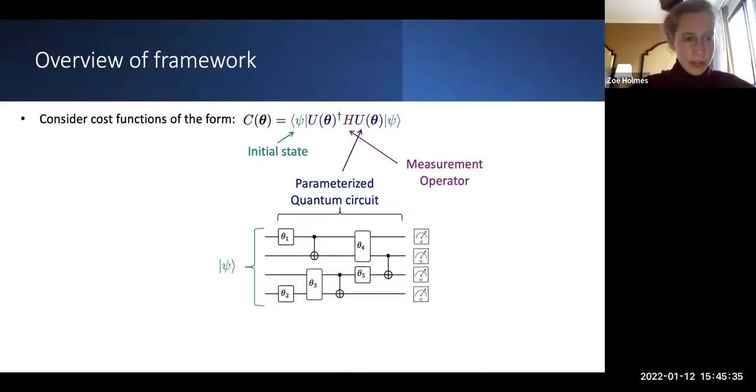Okay, so firstly, let me just take a step back and again pin down the framework I'm considering here. For the purpose of this talk, I'm going to consider cost functions of this form. So you have some initial state, you evolve it under a parameterized quantum circuit, and then you measure some measurement operator. The VQE cost is of this form, but also a large class of problems can be solved using cost functions of broadly this form. And also in the papers that this talk is based on, we do consider some slightly more general costs. But for the purpose of this talk, I'm going to keep it simple and just talk about a cost of this form.